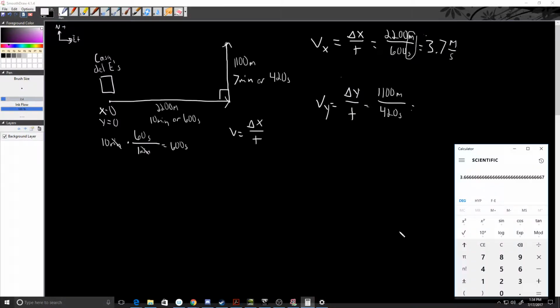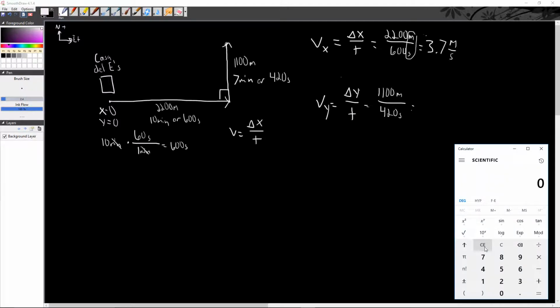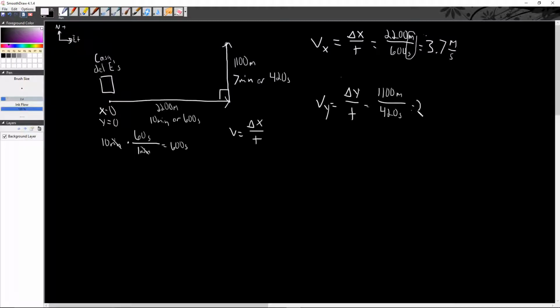Our Vy, on the other hand, is 1,100 meters divided by 420 seconds. In this case, once again, one decimal, we're going to go with 2.6. And once again, meters per second.